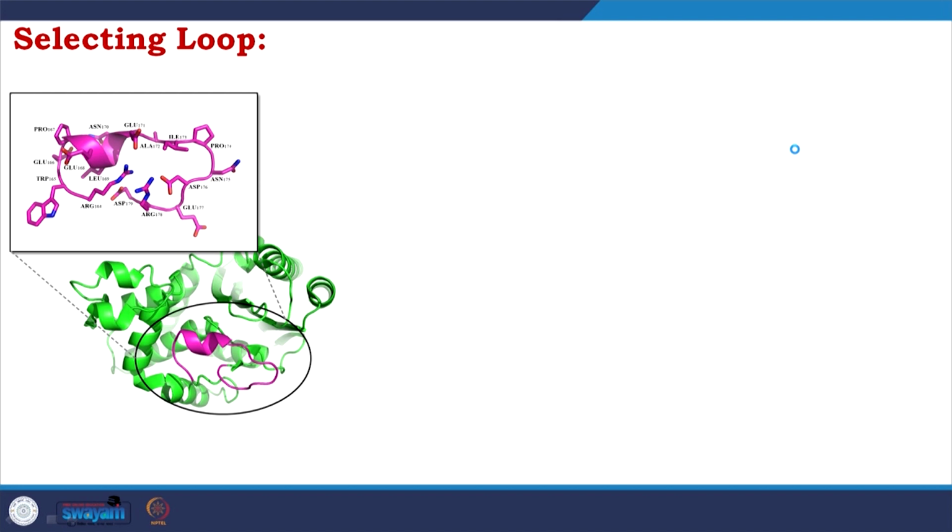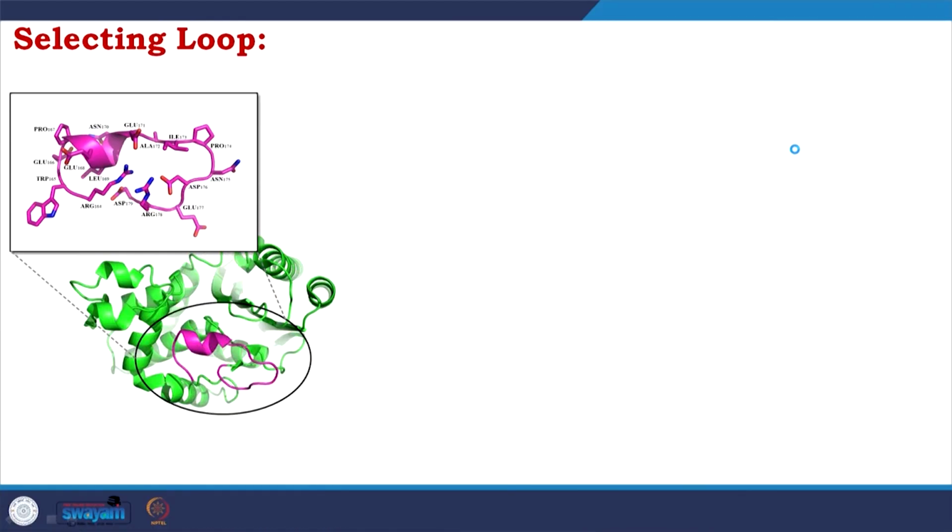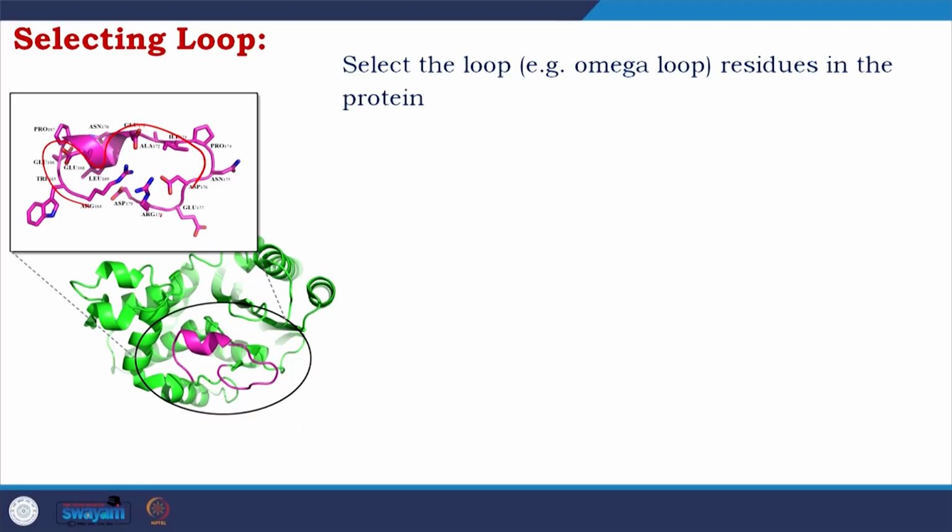Selection of loop. Loops play a very critical role in function, right. Here you see a big loop, and if you look carefully, you will see an omega type of representation. So, it is called the omega loop. This loop is characteristic, especially in class A beta lactamase, though it is also found in other classes of beta lactamase. So, what do you have to do?